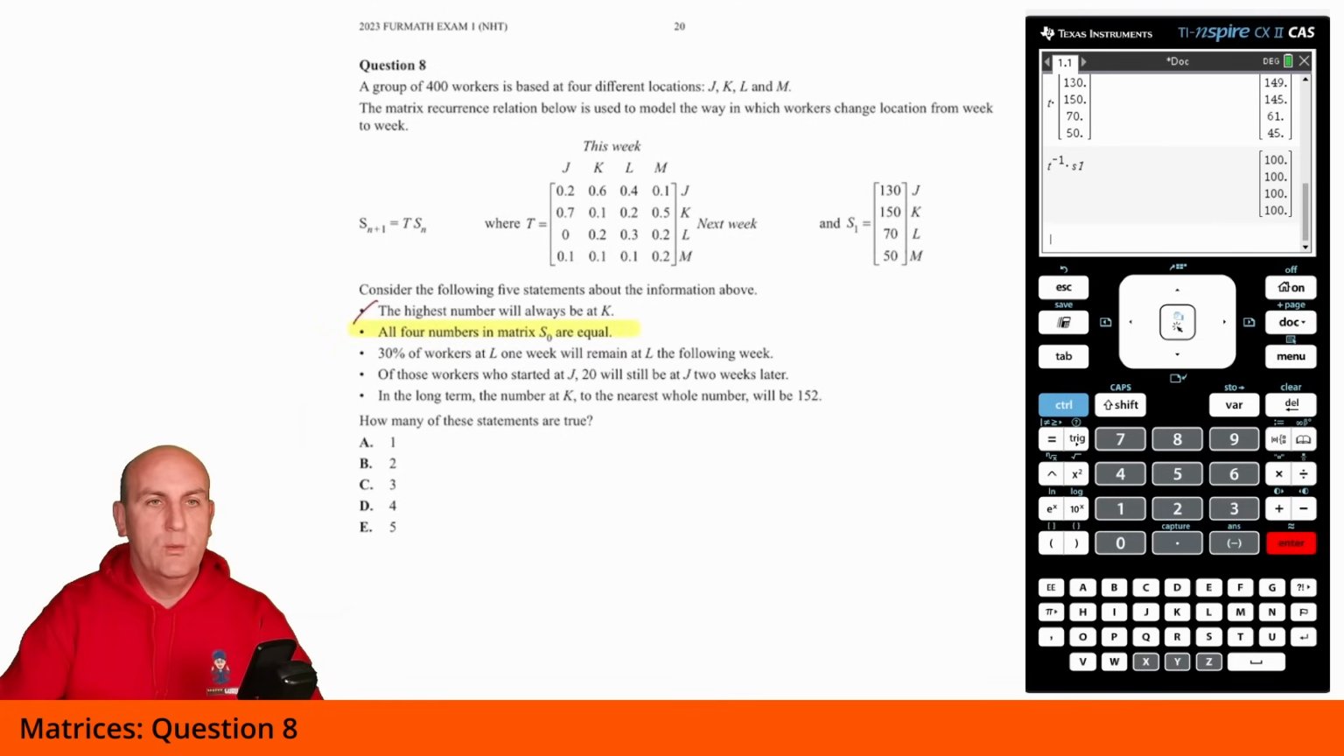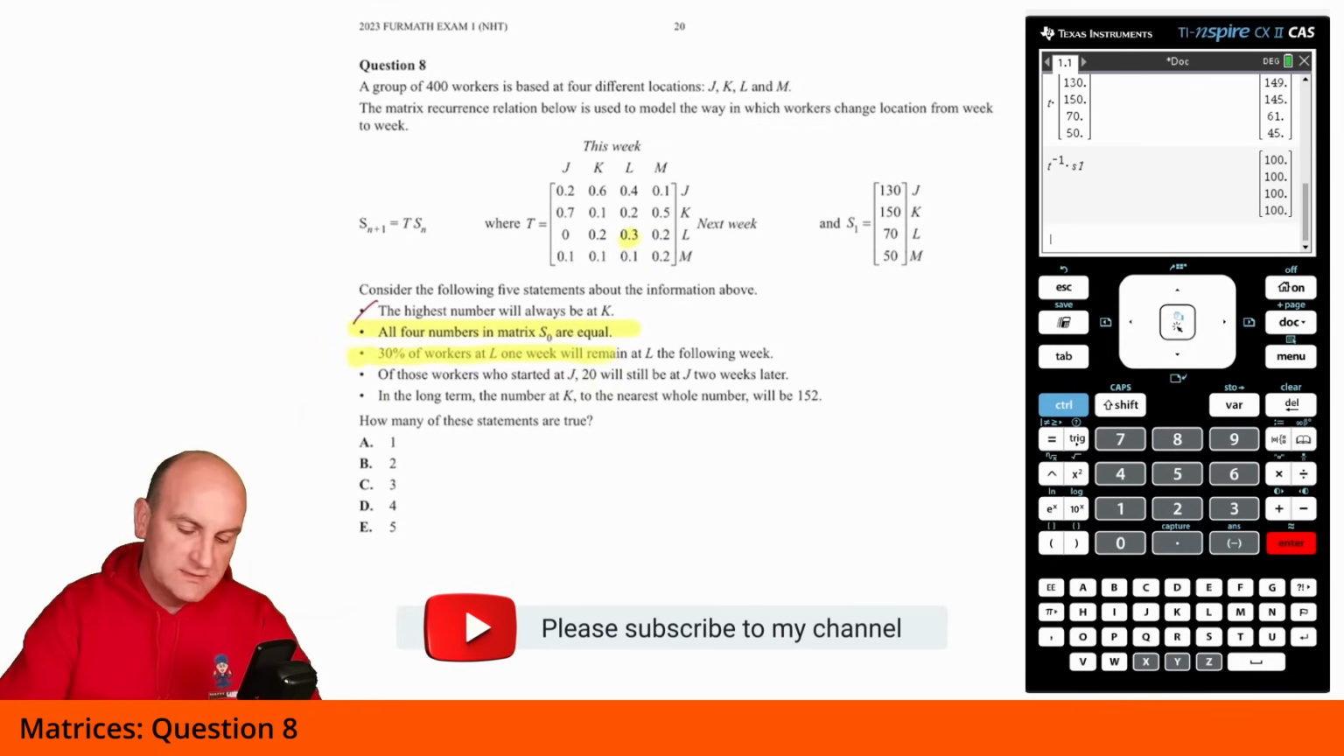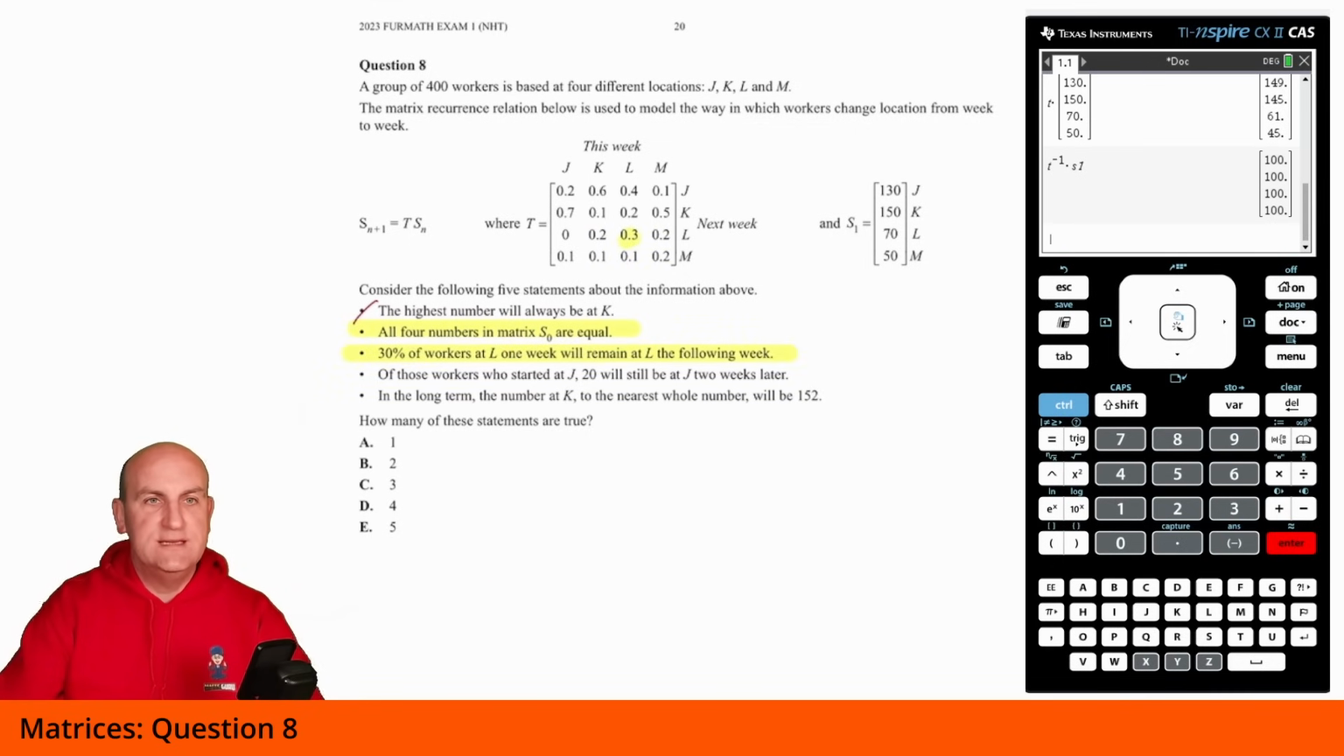30% of workers at L in 1 week will remain at L the following week. So L to L, that's that value there. Yep, 30% will be there. Of the workers who started at J, 20 will still be at J 2 weeks later. No idea whatsoever. I have no idea whether those 20 will still be there or not. I think that's a trick.